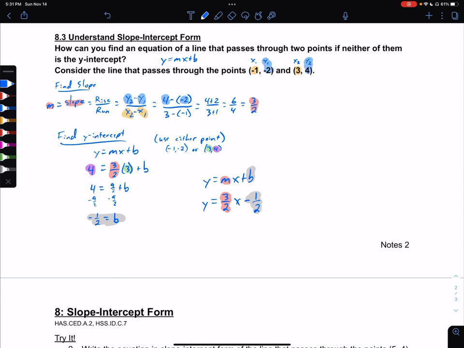And they said, how can you find an equation of a line? This is an equation of a line. It might seem a little complicated at first, but you should pick up on this pretty quickly. It's going to be the same process each time.